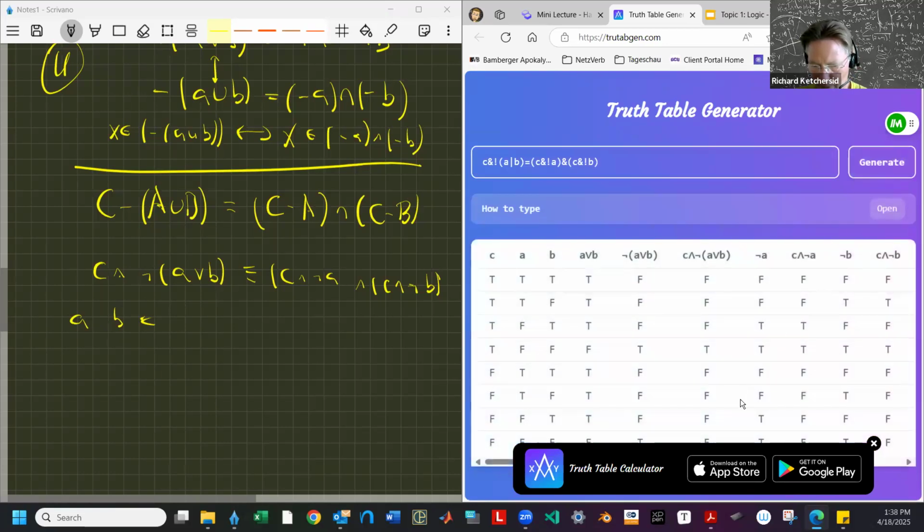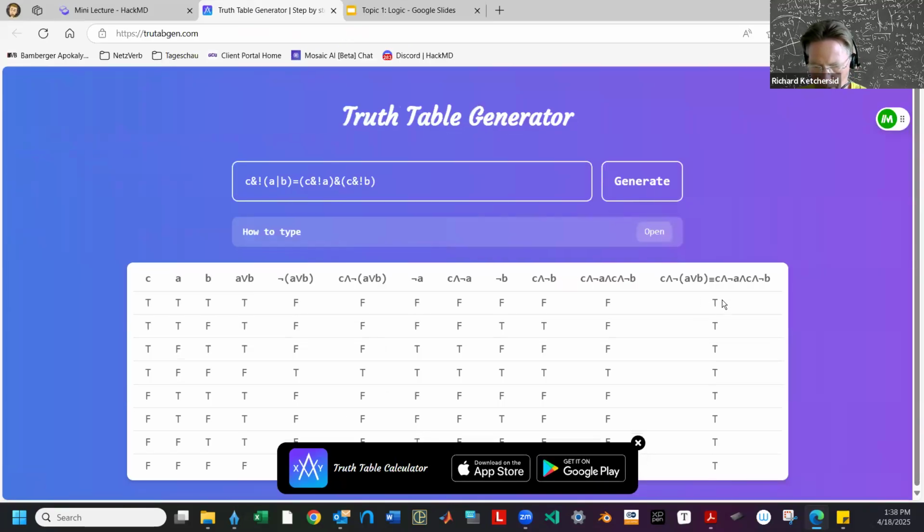There we go. And so we get this big old truth table here. Let's expand it. And notice that for my final column, I get true, true, true, true, true, true. So this is a tautology, which is what we needed to see. So that's good.